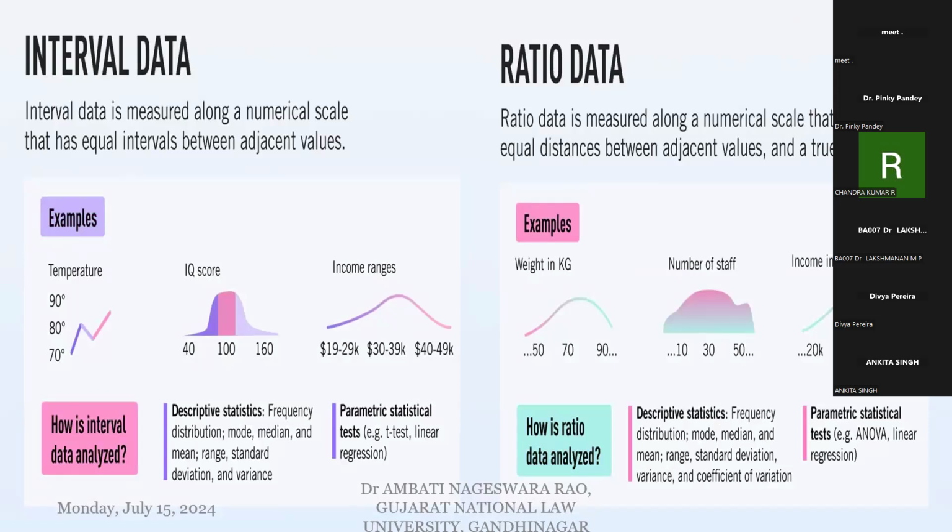Interval data is measured along a numerical scale that has equal intervals between adjacent values. Like here, one can say IQ score 40 to 100. We have data on that scale, and one can call it interval data, and it can be continuous data as well. Whereas when it comes to ratio data, we are asking what is the height, weight, income, number of children. Ratio data is measured along a numerical scale that has equal distance between existing values and a true zero.